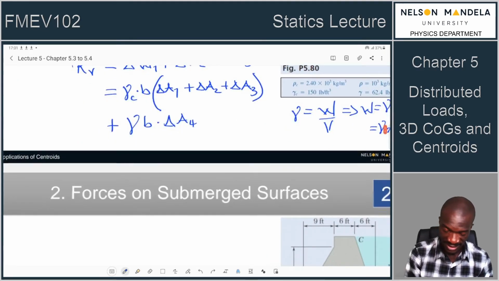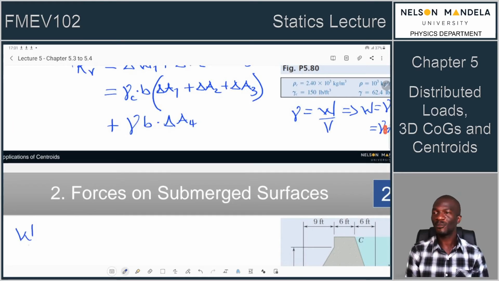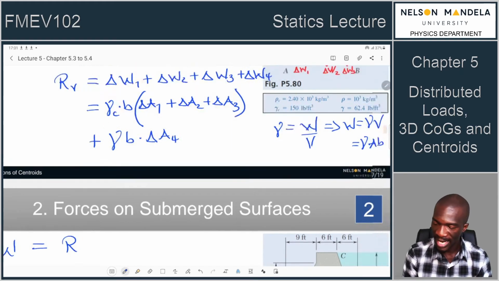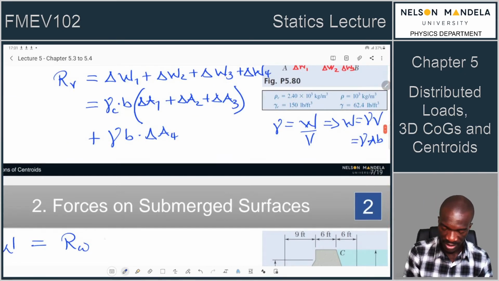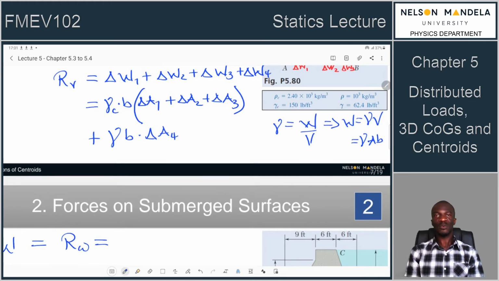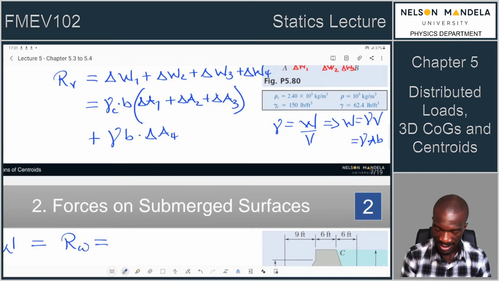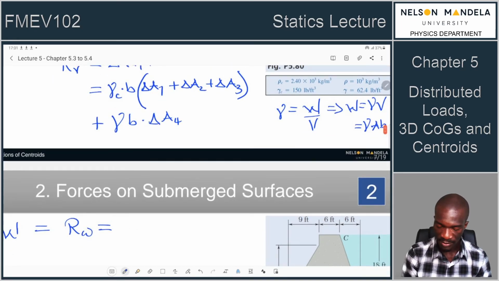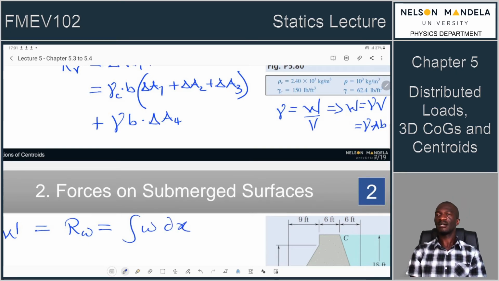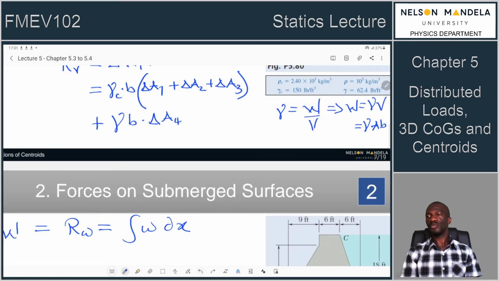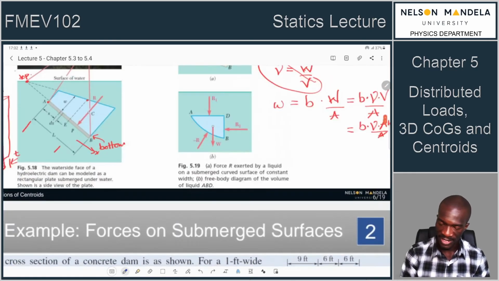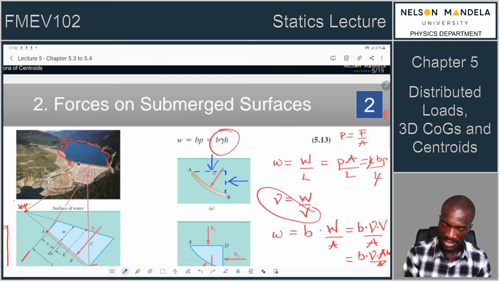We said that the distributed load, the total force of the distributed load, which we denoted with a W, in this case will be the area of our water, which we said is the resultant force due to the water, because the water is what is exerting the weight per unit length. And we said we just integrate our W with respect to X in order for us to get our area of water. So how can we find W? If you look at our previous equations, we have already some expression of W.